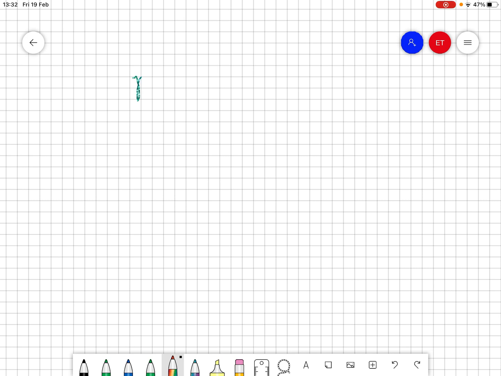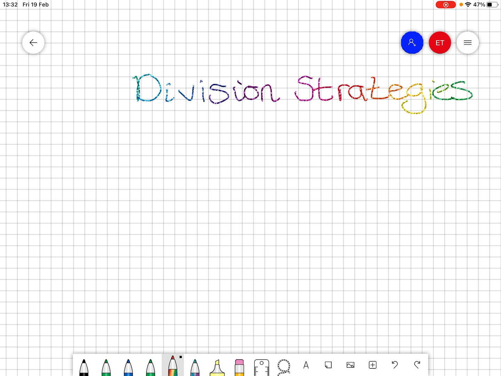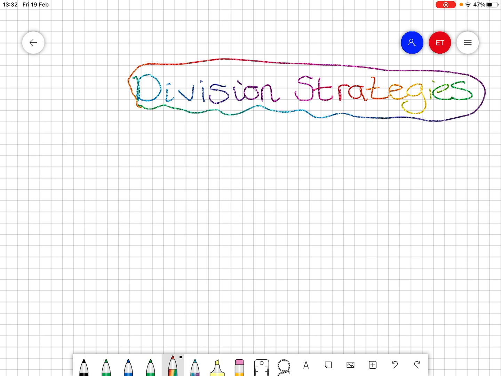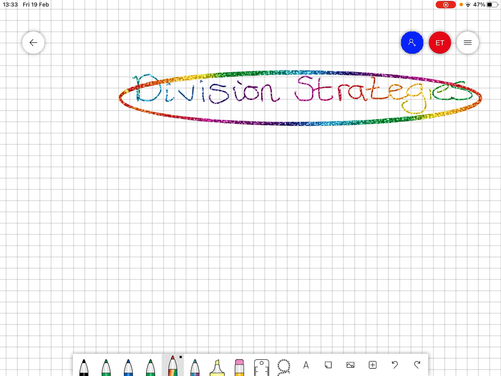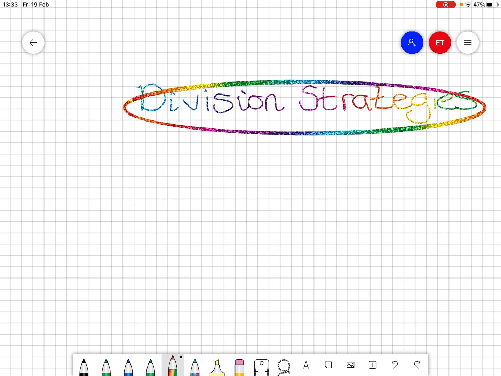Division strategies is what we are learning today. So I'm going to go through 3 different strategies, and they get a little bit harder as we go on. So just focus on the strategy that works best for how you find division at the moment. How cool is that? It makes a little loop.